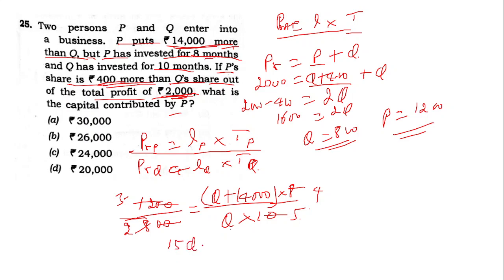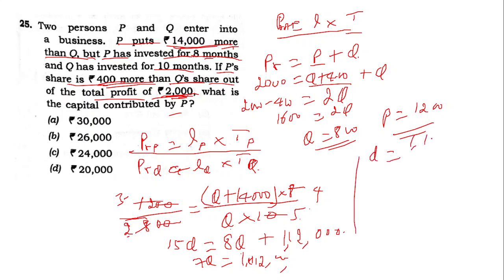On one side, 15 into Q equals, this will be 4, 4 into 2 is 8, 8 into Q is 8Q, plus 4 into 2 is 8, 8 into 14 is 112, followed by 3 zeros. Alright, now 8Q I'll send this side, becomes 15Q minus 8Q, that is 7Q equal to 1,12,000 rupees. Okay, basically, so Q is equal to 1,12,000 divided by 7.